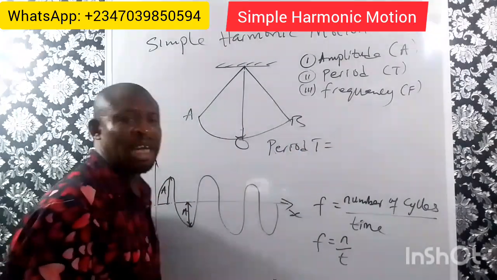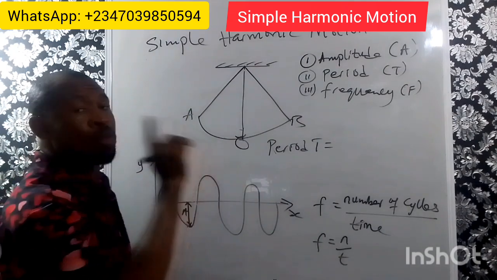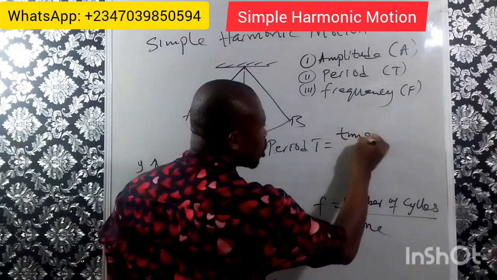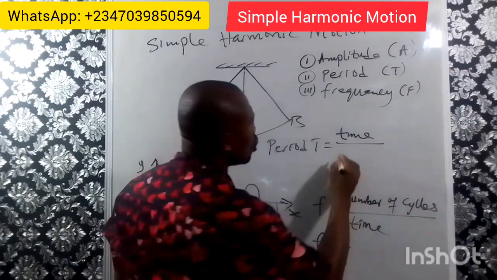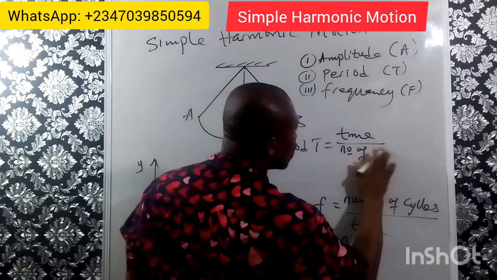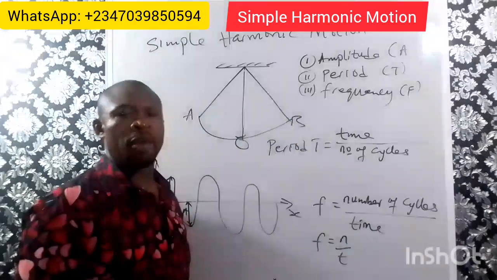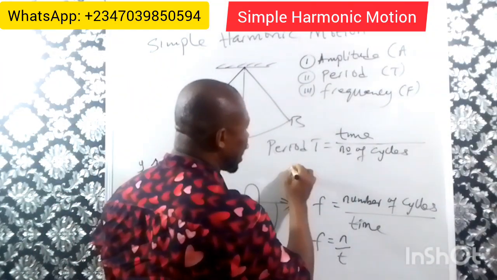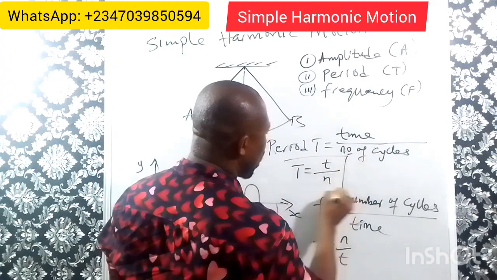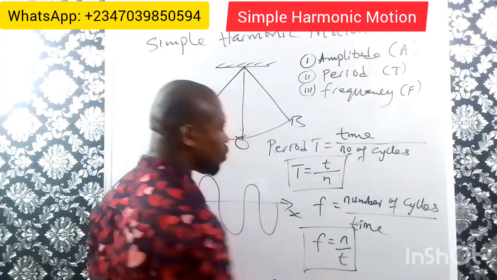is, remember we said, the time taken for a body to make one complete oscillation. So time taken all over the number of cycles or oscillations. Therefore, we can now have that T is small t all over n. So we have this as the first formula, and then we can have this as the second formula.